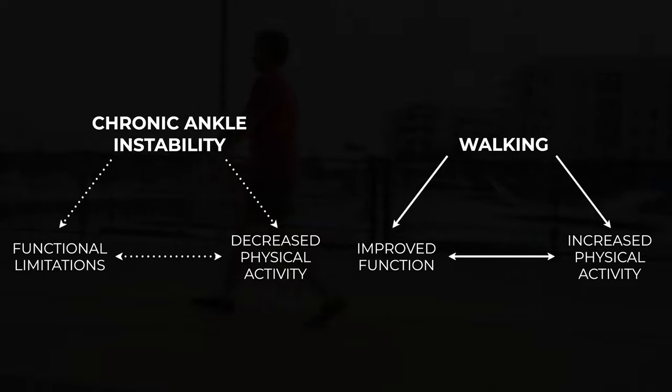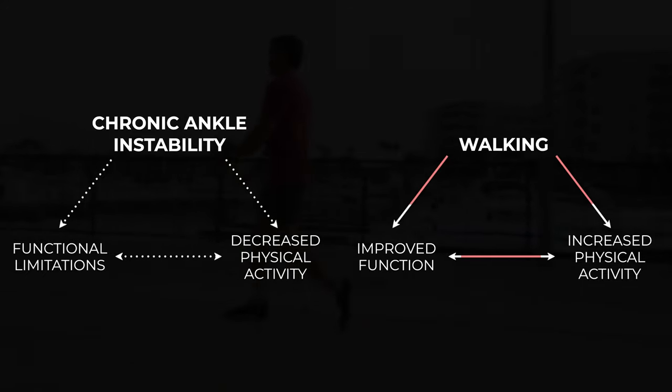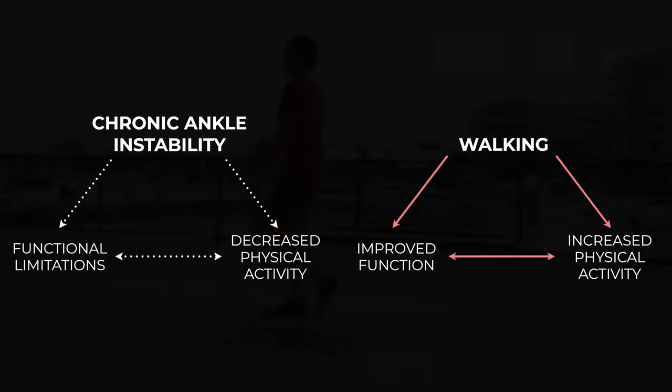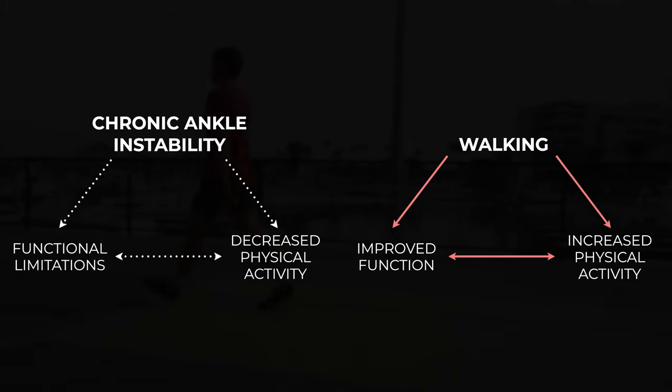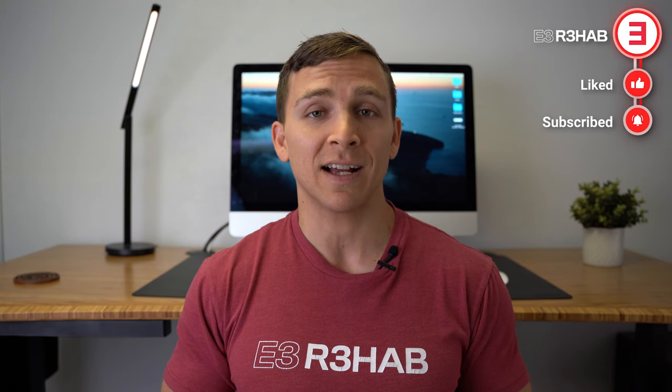For example, you can increase your physical activity levels by gradually walking more, which leads to less functional limitations, which leads to more physical activity, and that positive recurring cycle continues. Chronic ankle instability can be debilitating and discouraging, but some level of physical activity is always better than none, regardless of how trivial it might seem.